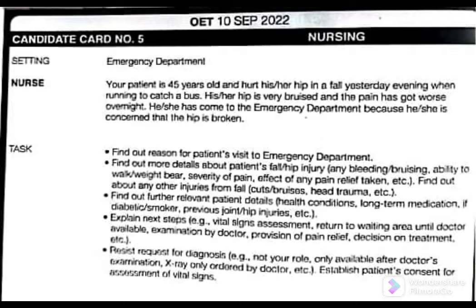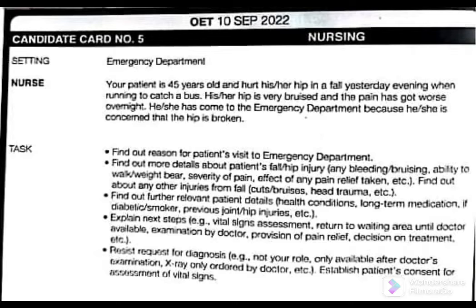Then we can ask, is there any bleeding or any bruising area over your body following the fall? The patient is telling that actually there is a bruised area over my hip region, but there is no active bleeding. Then we can ask about the ability to walk or weight bear, or is there any difficulty if you are taking any weight over the area. Then the patient is telling that, yes sister, actually I'm getting so much pain in this area and I could not bear any weight. That means I could not even walk normally.